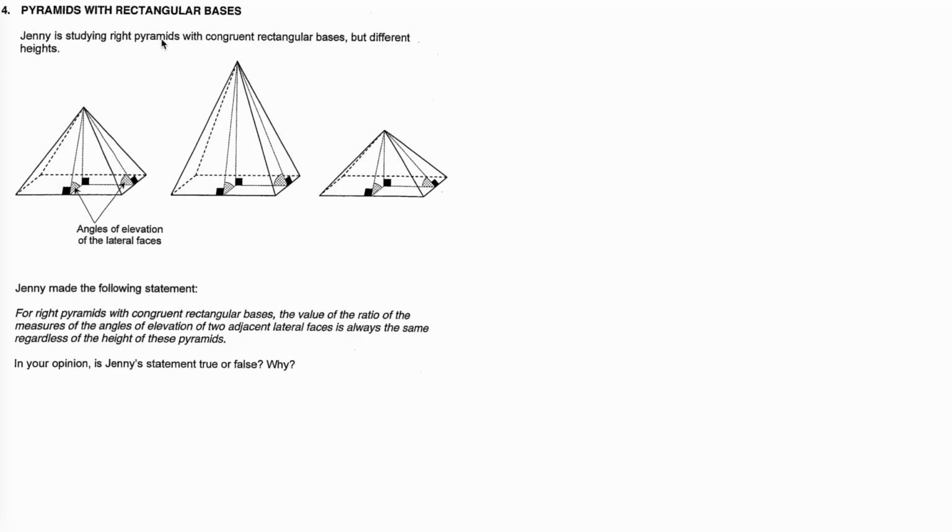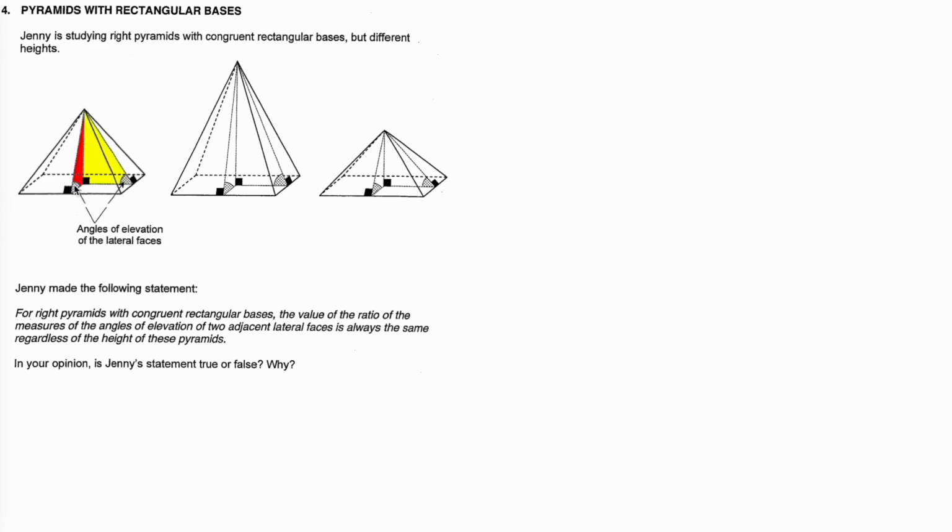Jenny is studying right pyramids with congruent rectangular bases but different heights. Jenny has made the following statement: for right pyramids with congruent rectangular bases, the value of the ratio of the measures of the angles of elevation of two adjacent lateral faces is always the same, regardless of the height of these pyramids. In your opinion, is Jenny's statement true or false?